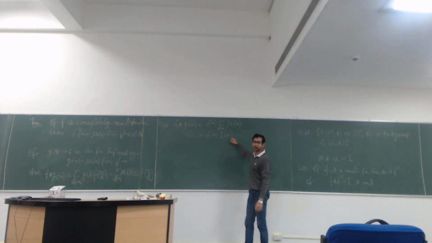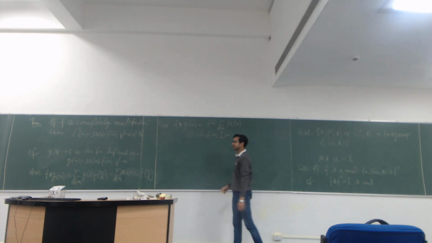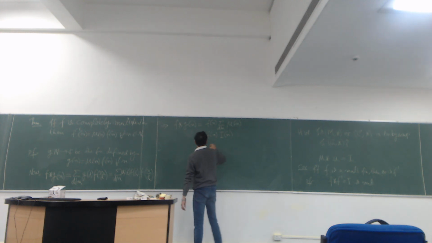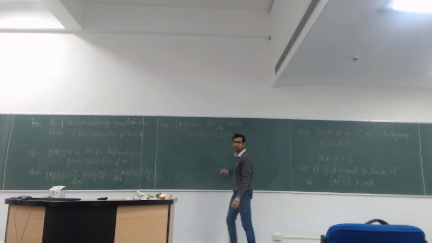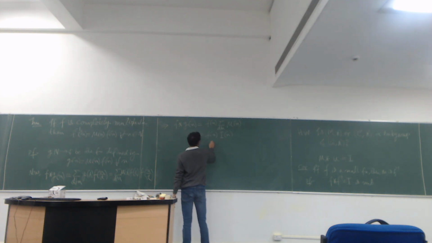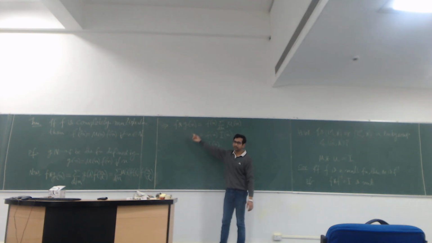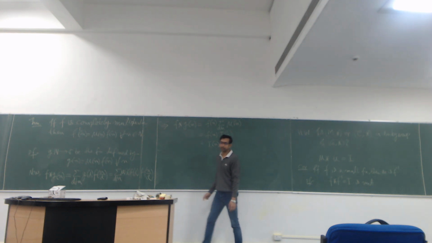What is f and I_m? It's just I_m, right? Because at n it is a multiplicative function. So f of 1 is 1 and I of 1 is 1. And for the rest of the things, this is 0. So you just remove the loop. And that means g is the inverse of f.